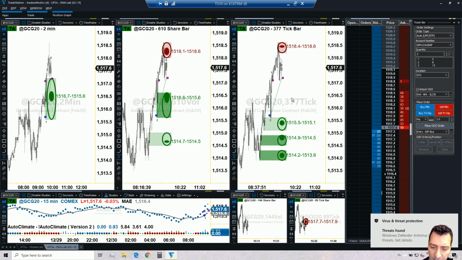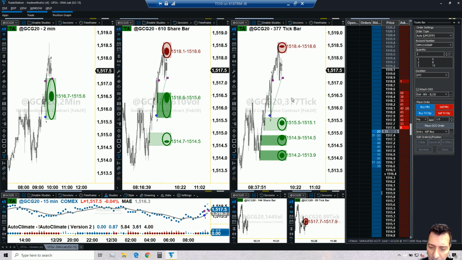Just reading your comments here. Bill, Jose, on futures autoclimate, you use both 15, 60, and 240 minute timeframes. What criteria do you use to differentiate? Liquidity. Okay, liquidity, and you can see this here.